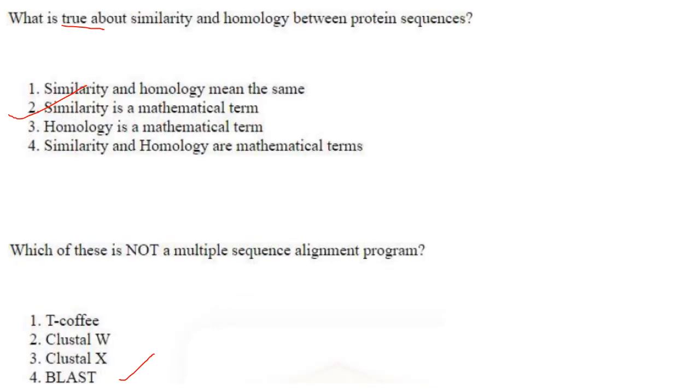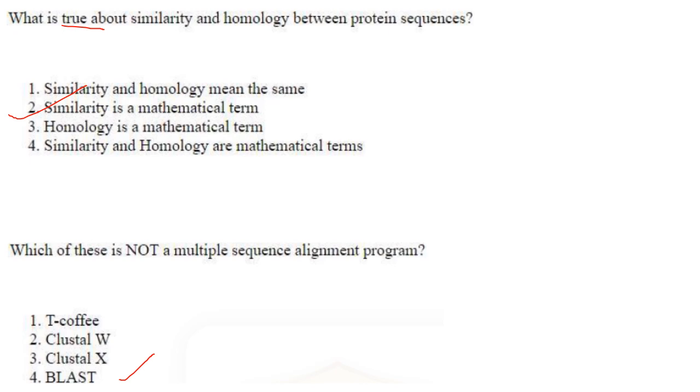Then next one. What is true about similarity and homology between protein sequences? Now similarity, it is the degree of likeness between sequences and is usually expressed as percentage, and it is calculated by number of similar residues divided by length of the whole sequence alignment. And it can be easily calculated. So it is a mathematical term. Whereas homology, it is a statement about common evolutionary ancestry of two sequences, and it can be either true or false only. So it is not a mathematical term.